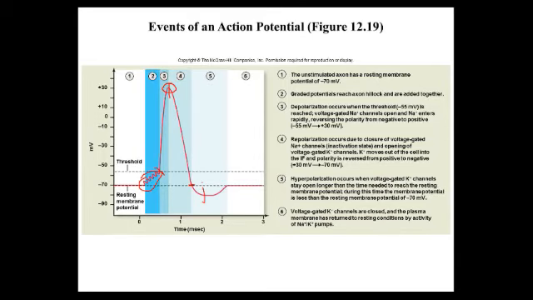Then we close those channels and we kick on the sodium potassium pump and it brings us back up, and now the ions are back where they're supposed to be. Back at minus 70, so we're right back at resting membrane potential from right here on. We're back to resting membrane potential.